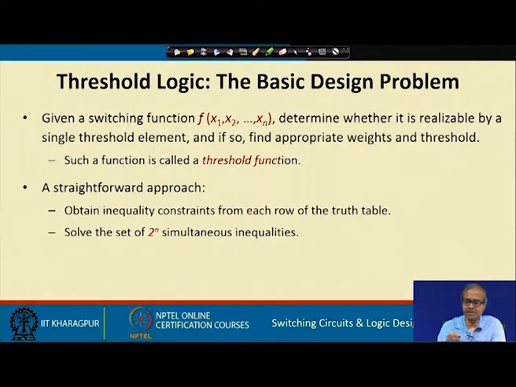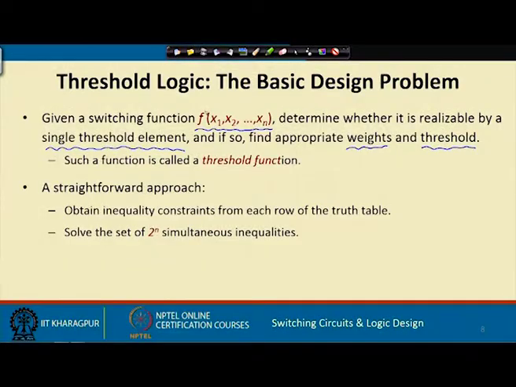So, the basic design problem in threshold gate is, given any arbitrary switching function, let us have n variables, the main question we want to answer is to determine whether it can be realized by a single threshold gate, by a single threshold element, and if it is possible, what should be the weights, what should be the threshold value. So, the design problem of a threshold element or a threshold gate is to find out what will be the value of my weights, what will be the value of the threshold. Once we have done this, your synthesis problem is solved.